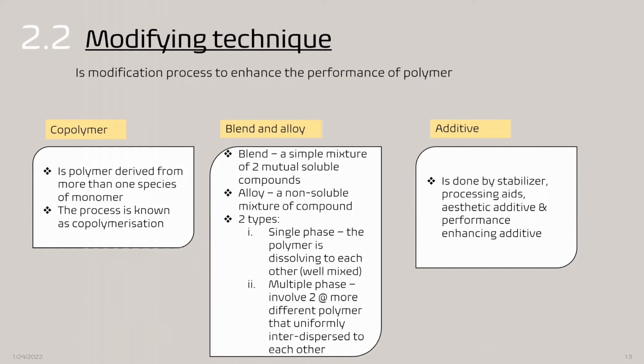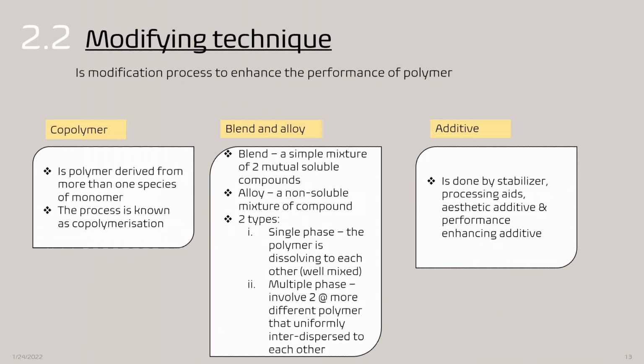Modifying techniques are modification processes to enhance the performance of polymer. There are three methods of modification: copolymer, blend and alloy, and additive. In copolymer, the polymer is derived from more than one species of monomer. The process is known as copolymerization. For blend and alloy, a blend is a simple mixture of two mutually soluble compounds, while an alloy is a non-soluble mixture of compounds. There are two types, single-phase and multiple-phase.